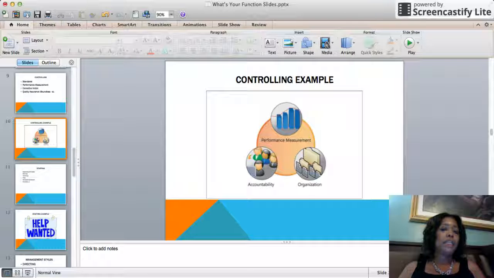An example of this is conducting monthly performance reports. You establish performance indicators such as, like I said, performing 60 home visits in a quarter. You establish that indicator and then you measure it. And if it's not working, you would make adjustments.